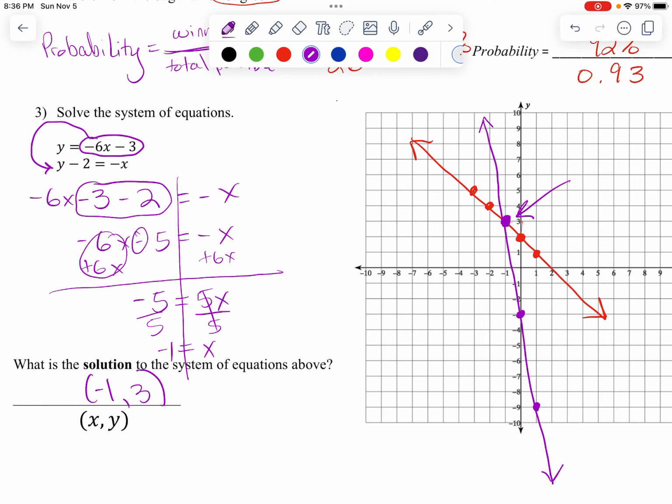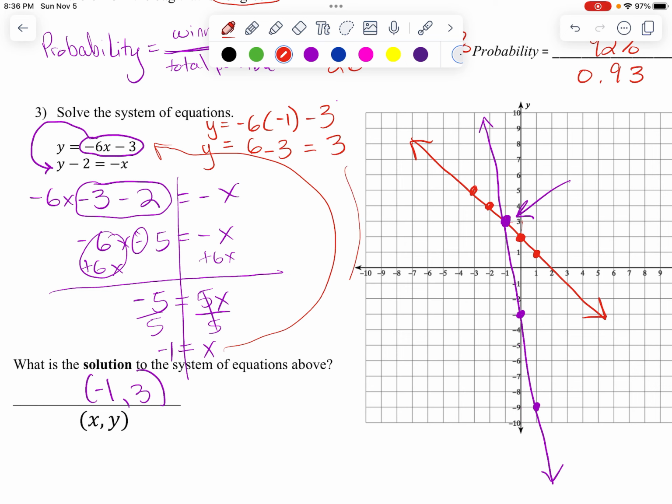Once you find that x value, you're going to want to plug that in to find y. So y equals -6. Our x value we now know is a -1 minus 3. Let's go ahead and solve that. A +6 minus 3 would give y a value of 3, which is what we got down here too. So you can solve it algebraically or you can solve it by graphing.